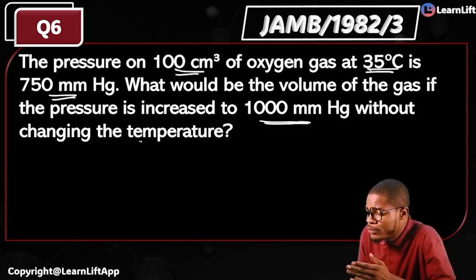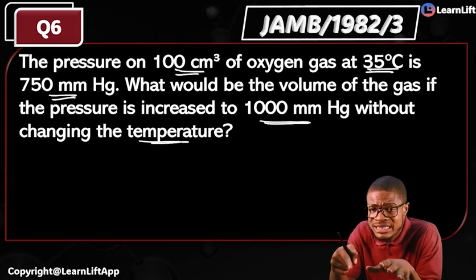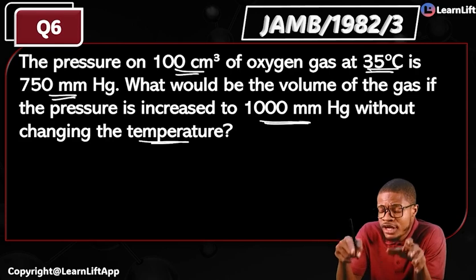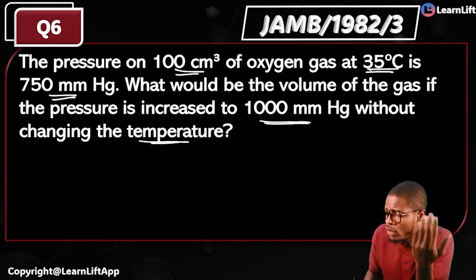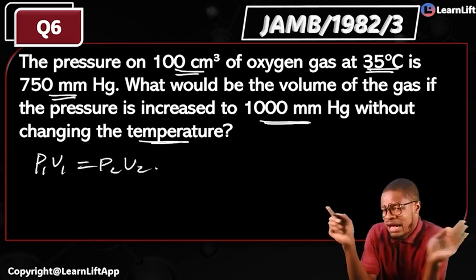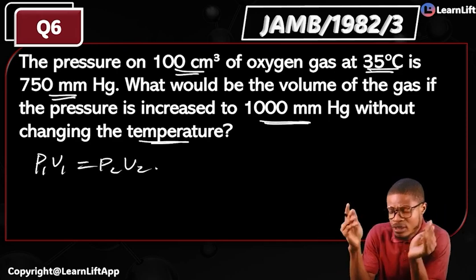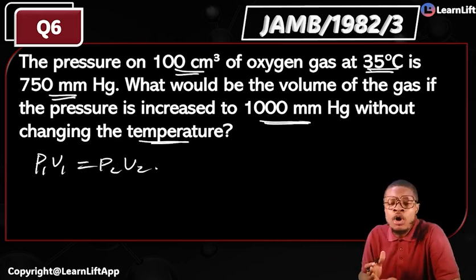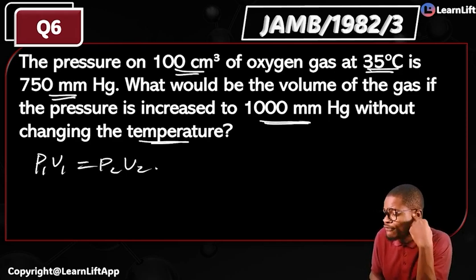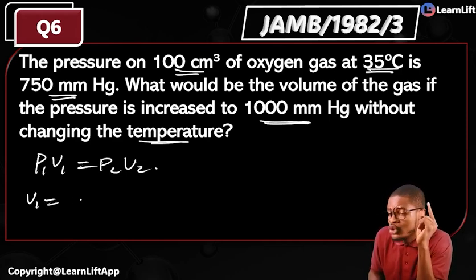Without changing temperature, I've already informed you that temperature is kept constant. Which law has temperature kept constant? Boyle's law. What is the formula for Boyle's law? From Boyle's law, P1 V1 is equal to P2 V2. The question says, the pressure on 100 cm cube of oxygen. What's your V1?